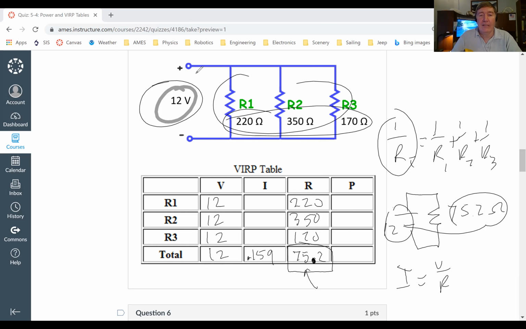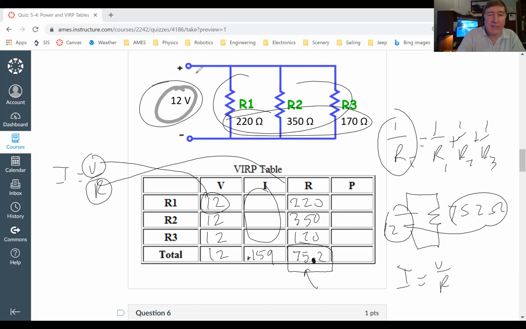Now, how do I find out all of these other currents? Well, I use Ohm's law. I say that I equals V over R, where this V is the voltage across that resistor. This R is the value of just that resistor, and that'll tell me what number goes in here. And then I do the same thing for all of the rest of them.